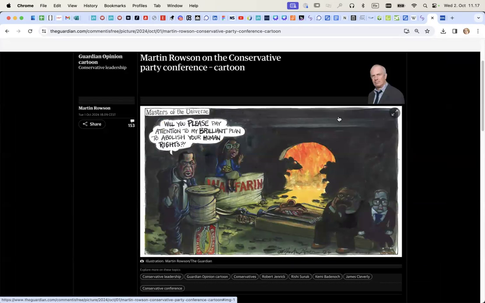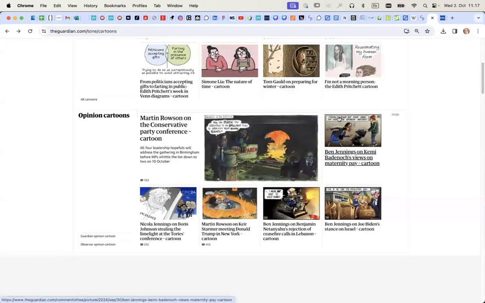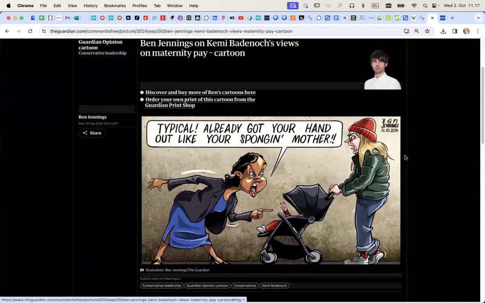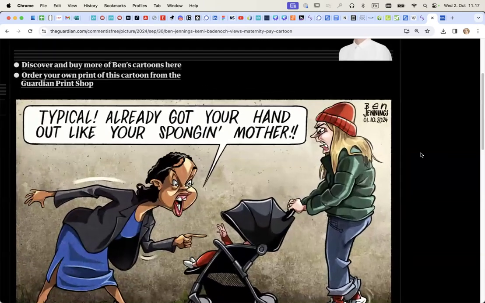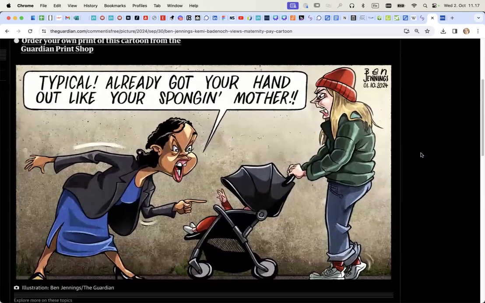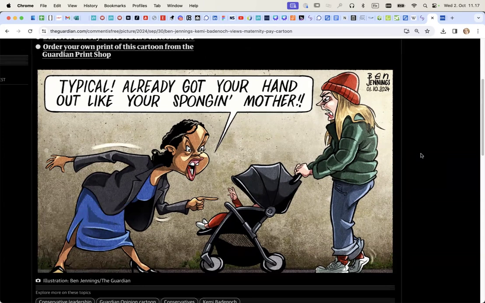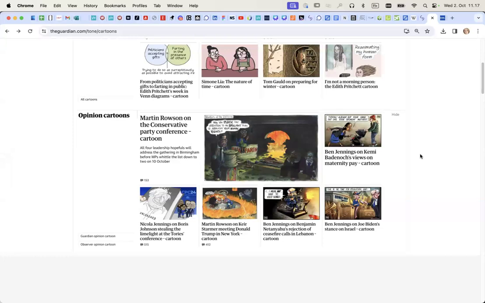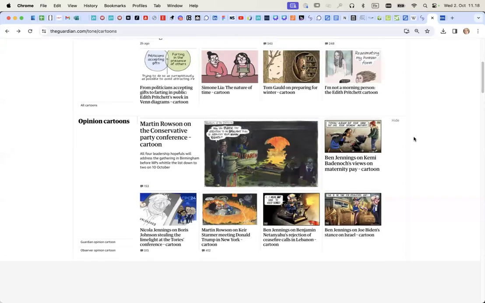So as you can see, this is not meant for children, but for grown-ups, style-wise. There's another artist, Ben Jennings. So this is more about British politics, I think, or mostly.